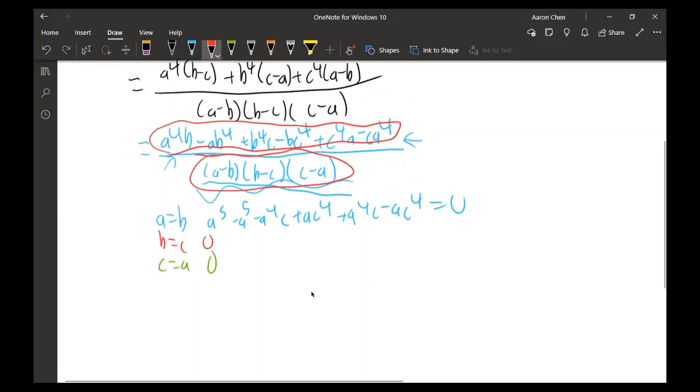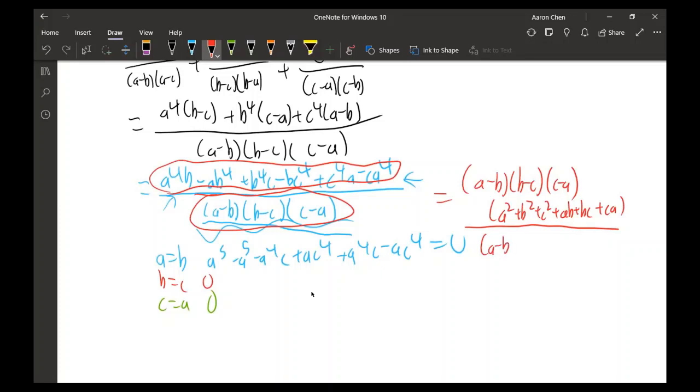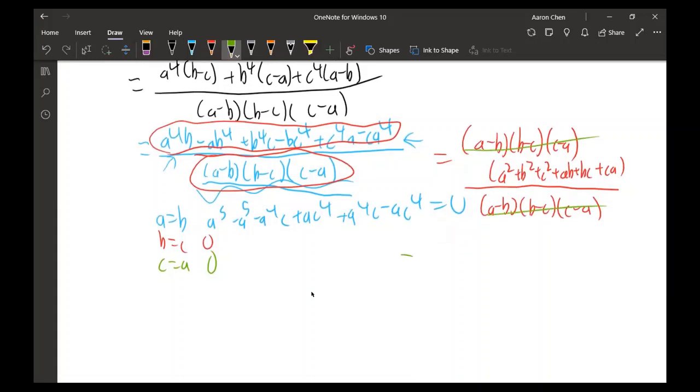And so if we do the division, we can see that this is just equal to a minus b times b minus c times c minus a times a squared plus b squared plus c squared plus ab plus bc plus ca, all divided by a minus b times b minus c times c minus a. And so these all cancel out, and what's left behind is just a squared plus b squared plus c squared plus ab plus bc plus ca.